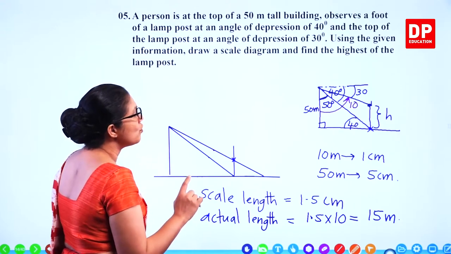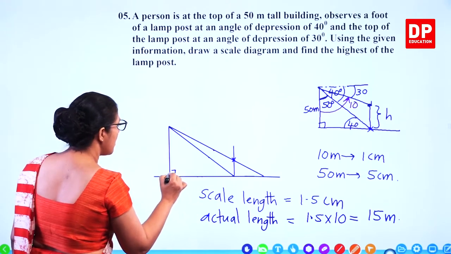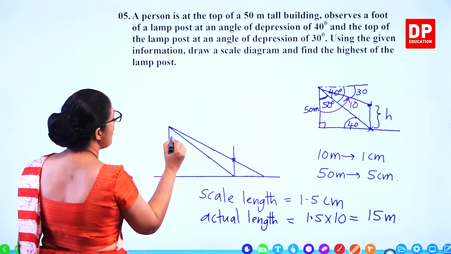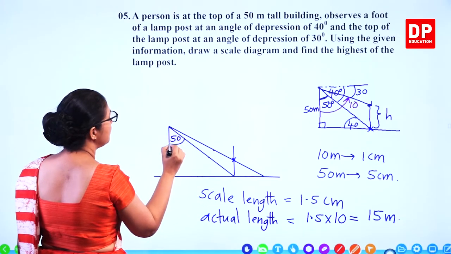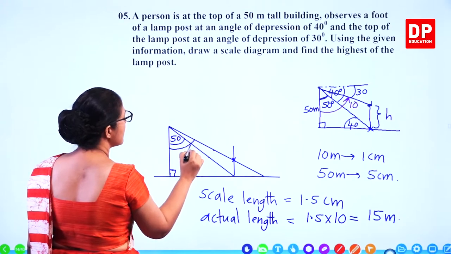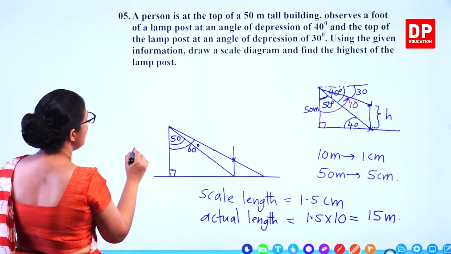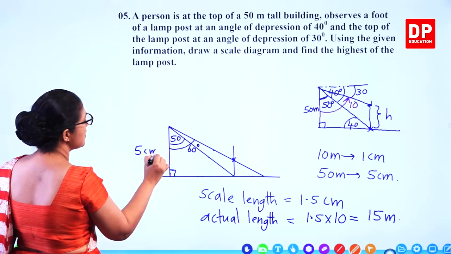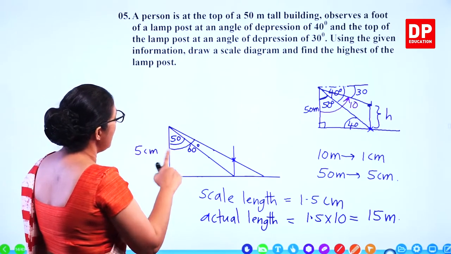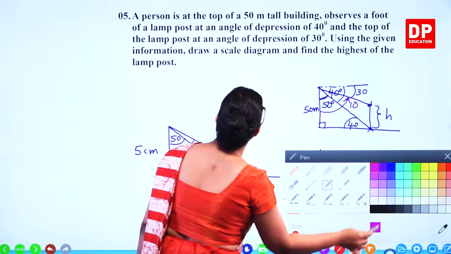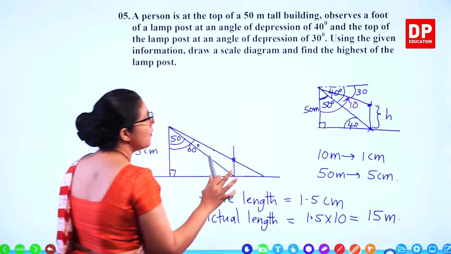Now we have to mark everything. These angles, I'll mark 50 here, and this one 60. And we know this is 5 centimeters, and that's the diagram. So you get full marks for the whole question.